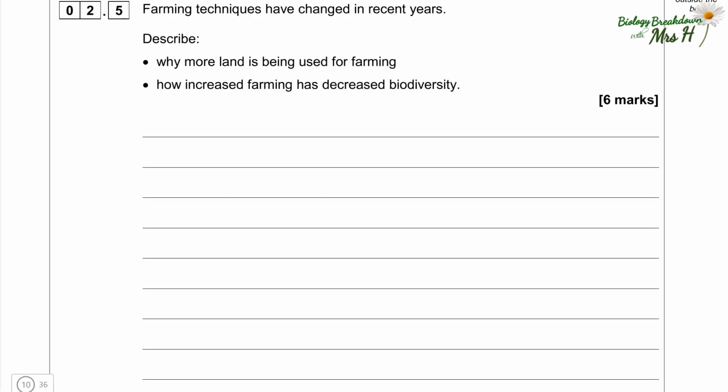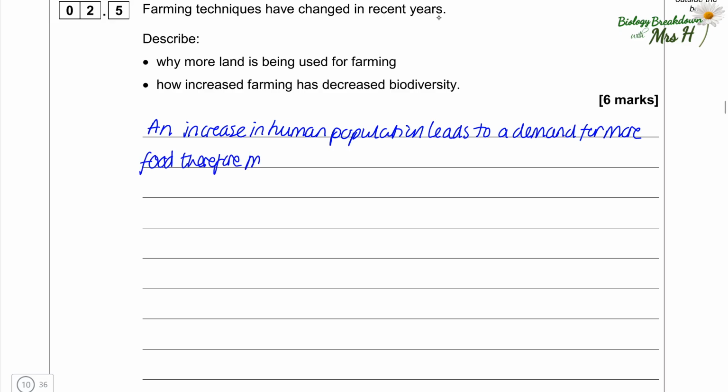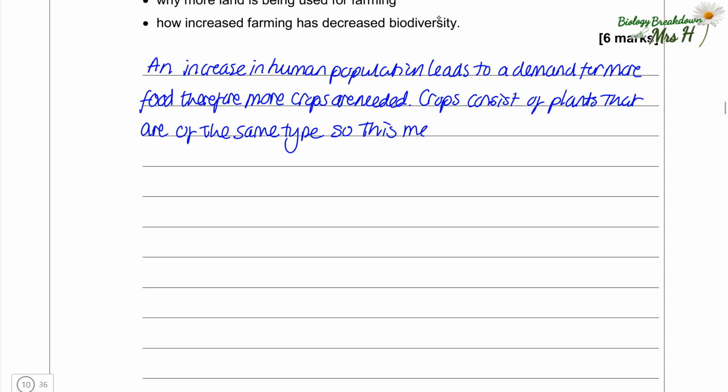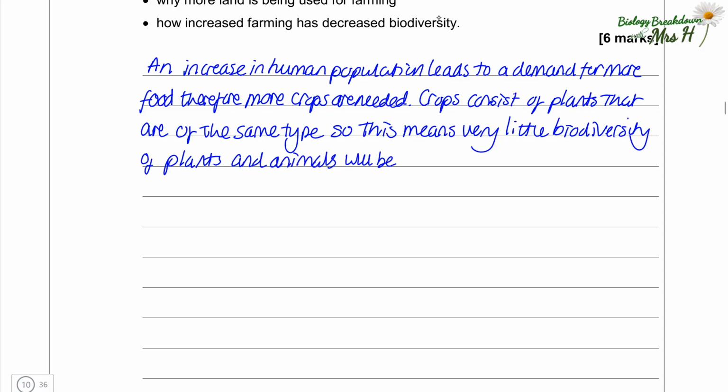Farming techniques have changed in recent years. Describe why more land is being used for farming and how increased farming has decreased biodiversity. An increase in human population leads to a demand for more food. Therefore, more crops are needed. Crops consist of plants that are the same type though. So this means there'll be very little biodiversity of the plants and therefore less biodiversity of the animals in the area as well.